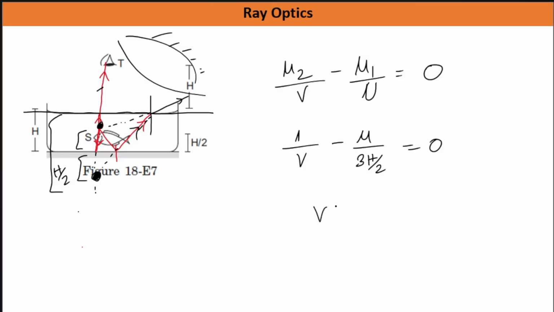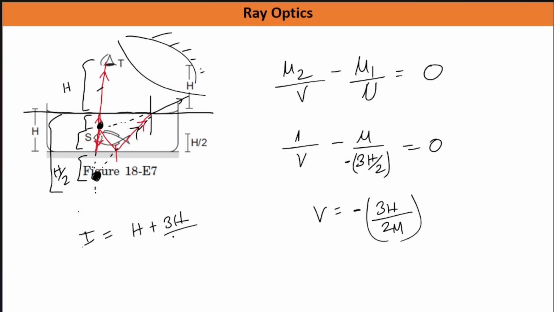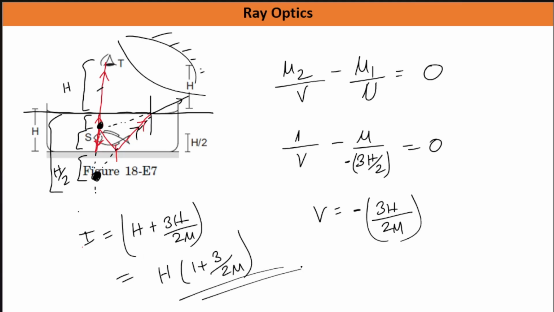This is 0. So v is equal to how much? With proper sign convention, this will be minus of 3h by 2 mu. So this is this. Okay. So this is somewhere here from the interface. So from the eye, at what distance will it be? From the eye, if you trace, this is h, and this is 3h by 2 mu. So the image location here will be h plus 3h by 2 mu. So this is equal to h common, 1 plus 3 by 2 mu. This is going to be your answer.